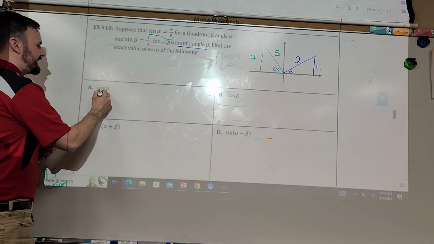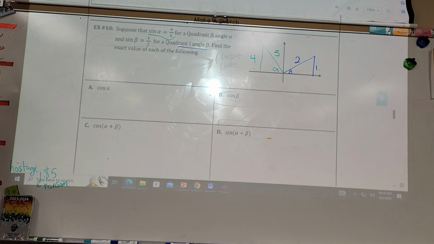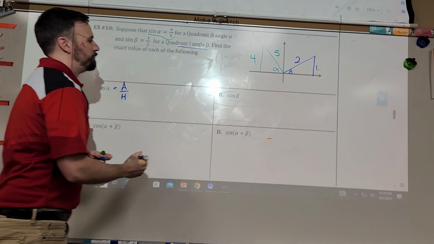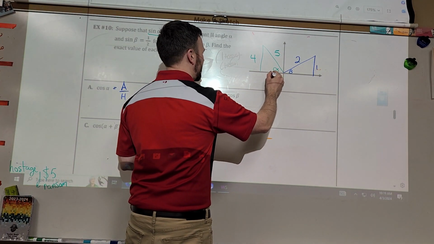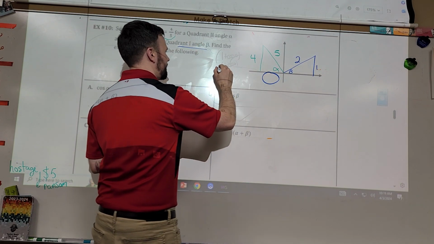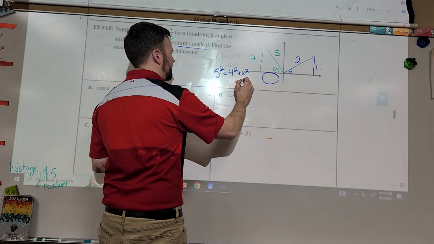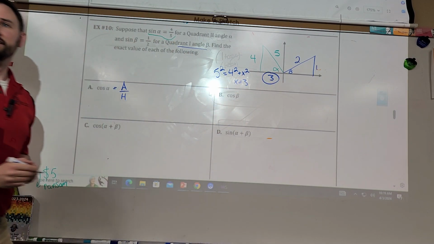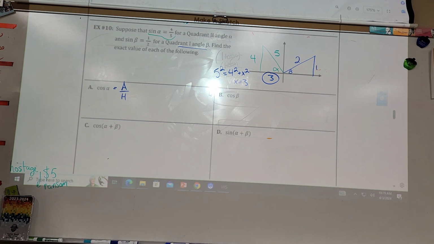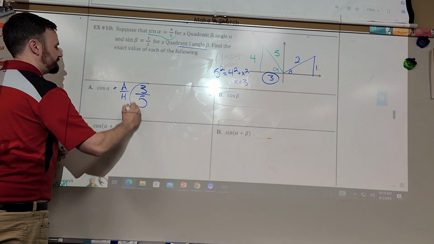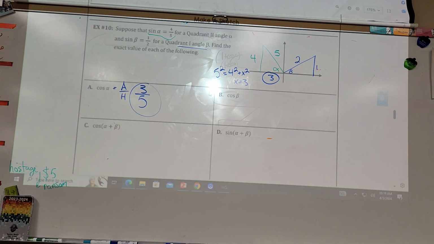So then, this will feel good. What's cosine of A? That's adjacent over hypotenuse, right? What's my adjacent to angle alpha? How do I find that? Pythagorean theorem, right? I got 3. So my adjacent is 3, my hypotenuse is 5. Anything too scary with that? Or does that feel like a good review from a long time ago?